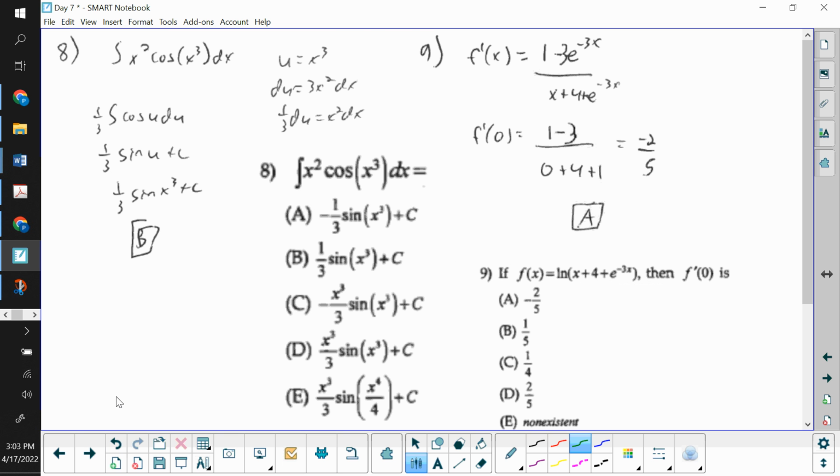It's just a u substitution, u equals x cubed. Do your correction of a third, take your antiderivative and fill back in, so choice B. Our derivative rule for natural log is derivative of the inside over the inside. Or you can think of it as 1 over stuff times d stuff, and that's where we get the f prime. Then just fill in 0 for x, and we get back the -2/5.